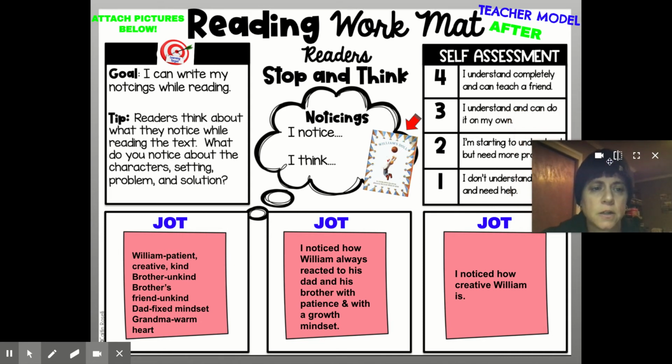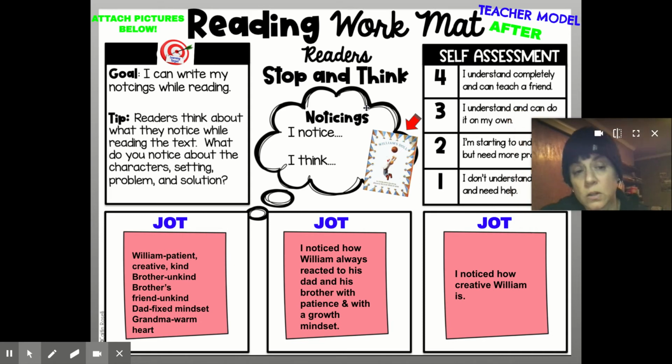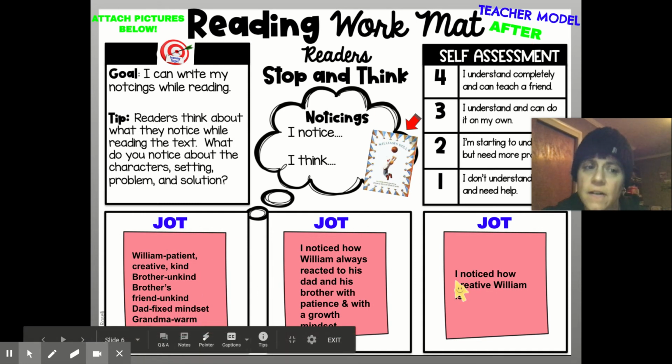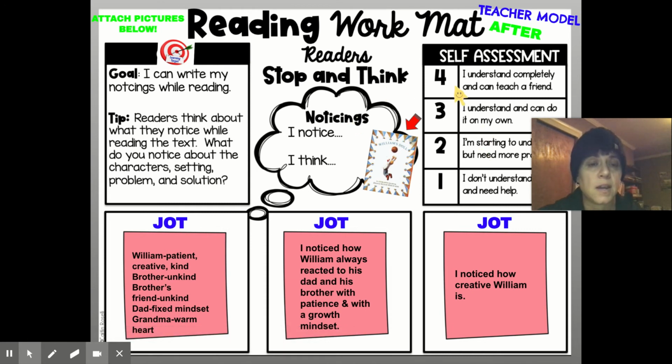So after the end of this is the second part. After the end of reading today, when you finish, you're going to show us that you learned the learning target today. So what you're going to do is you are going to attach pictures below. And notice that the word after is written in green. Afterward, we'll do a little bit of information on here, not while you're reading. And the goal is noticing and thinking about your 4, 3, 2, 1.